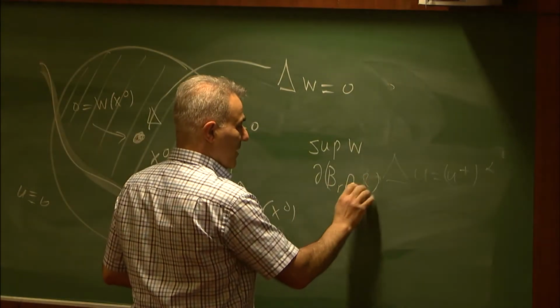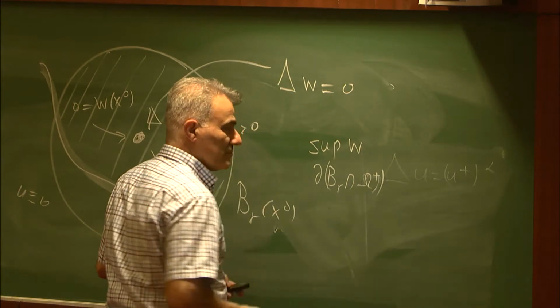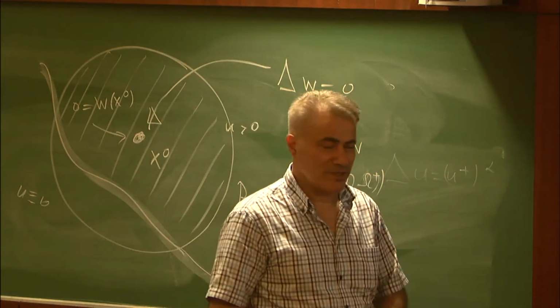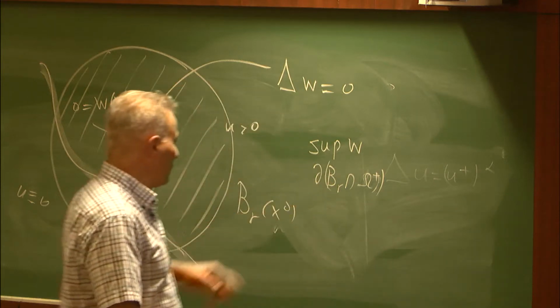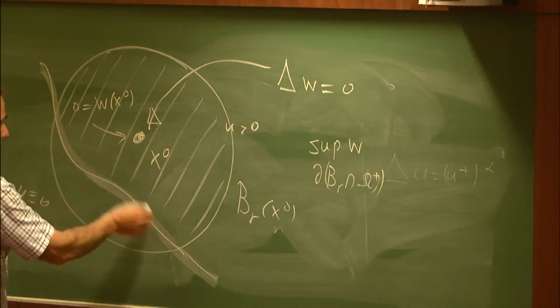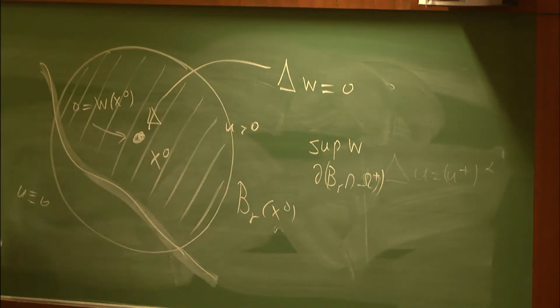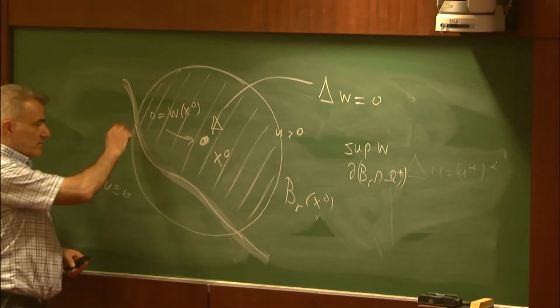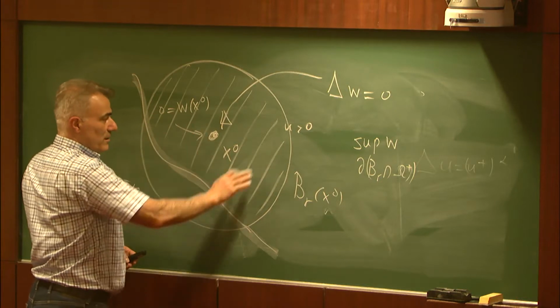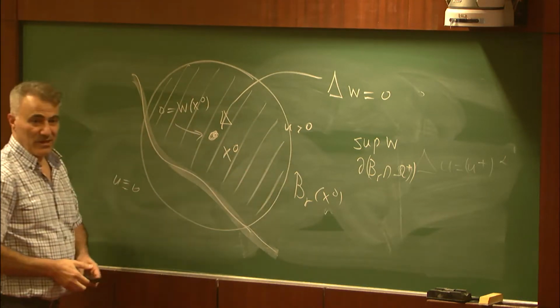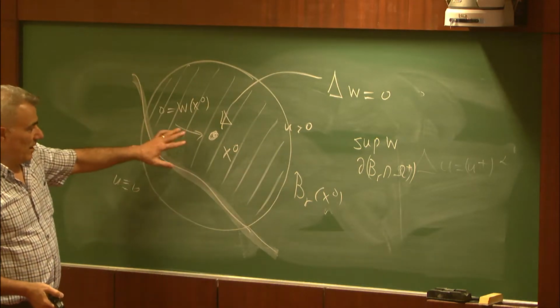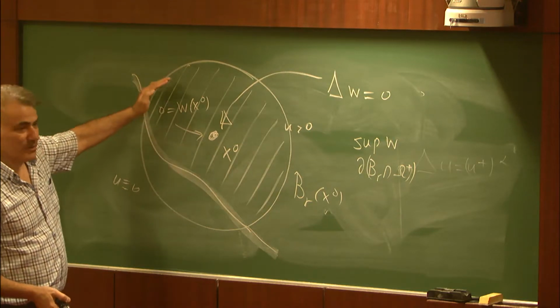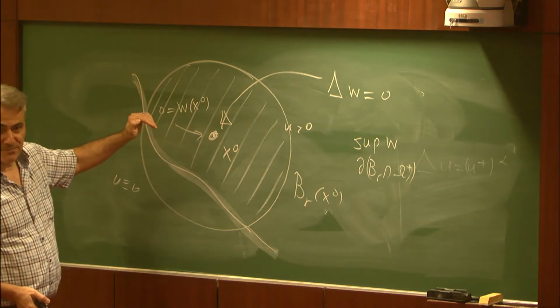I probably jumped ahead here. The supremum is on the boundary. On the boundary, there are two parts. One part of the boundary is this one, and one part is this one. Okay? One part of the boundary is the domain, and one is this. I know the supremum is on the boundary, and it has to be larger than or equal to 0.